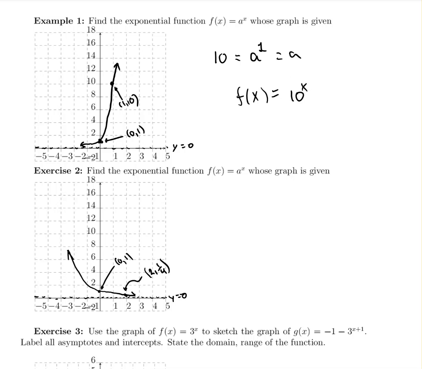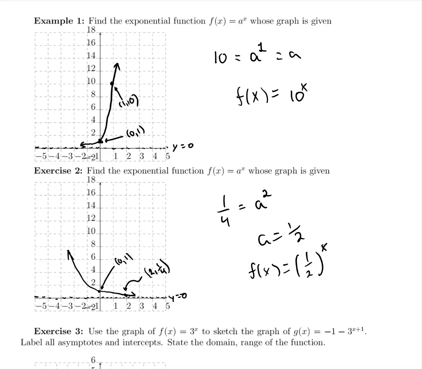Similarly, if I know (2, 1/4) is a point on my exponential function's graph, then I can say 1/4 is equal to a squared, because that's what I get by replacing x and y. The value I know that when squared gives me 1/4, and that's positive because I know my graph has all positive numbers, is going to be a being 1/2, because 1/2 squared is 1/4. So that means your function is just 1/2 to the x. So that function we graphed a little bit earlier.